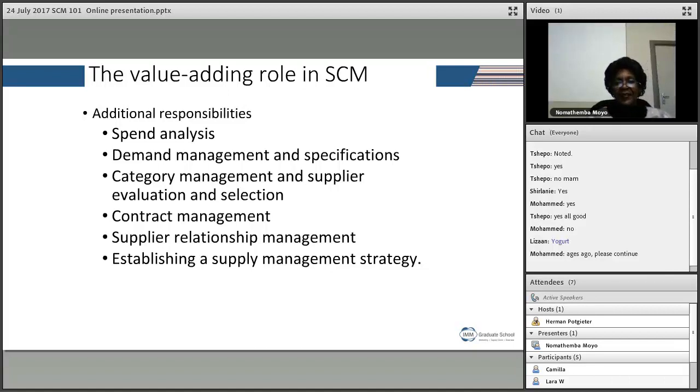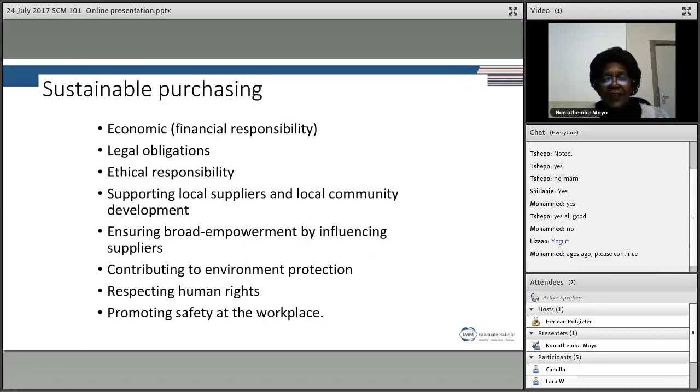Additional responsibilities. You look at spend analysis, how much is spent. Demand management is how much is demanded, if we forecasted that it is going to be demanded, and specifications. Category management and supplier evaluation and selection. How do you evaluate and select your suppliers? How do you manage your contracts? How do you manage the relationship with your suppliers? Then you establish a supply management strategy.